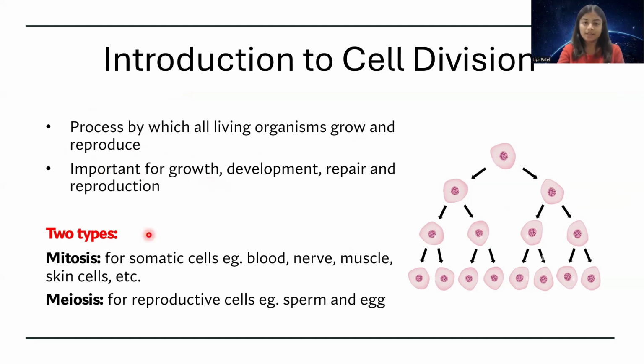There are two types of cell division, including mitosis and meiosis. Mitosis is for somatic cells like blood cells, nerve cells, muscles, and skin cells. And meiosis is for reproductive cells, which includes sperm cells and egg cells. This is what cell division typically means. A single cell divides into two, and those two cells individually divide into two each, and the cycle goes on.